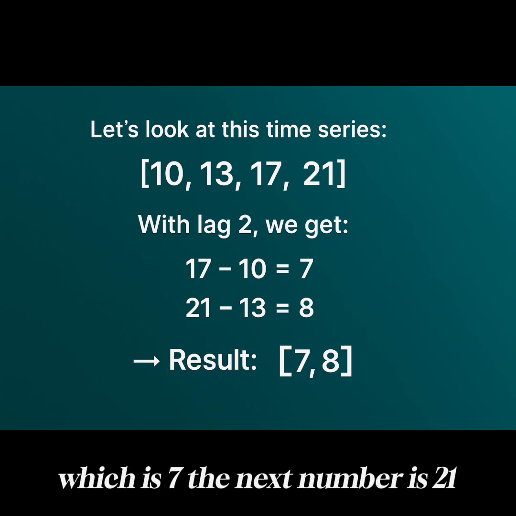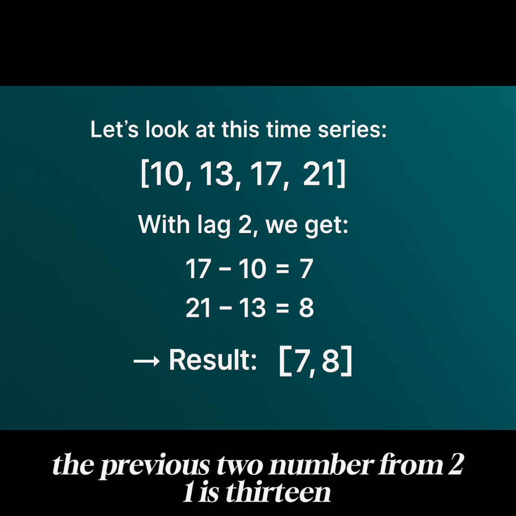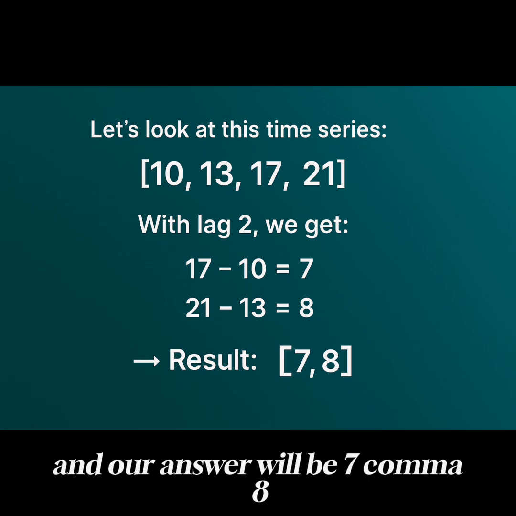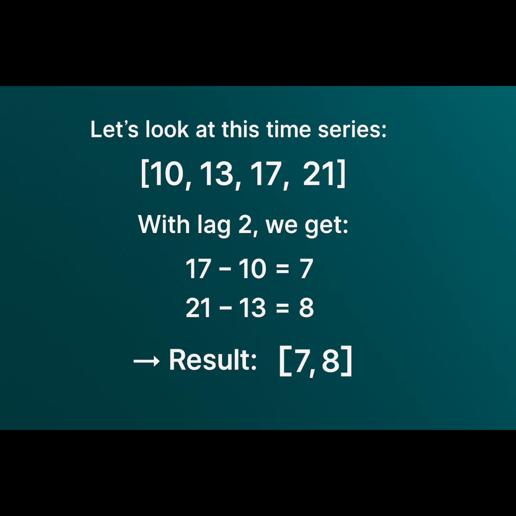The next number is 21. The previous two number from 21 is 13. Hence, it will be 21 minus 13, 8. And our answer will be 7, comma 8. That is for lag 2.